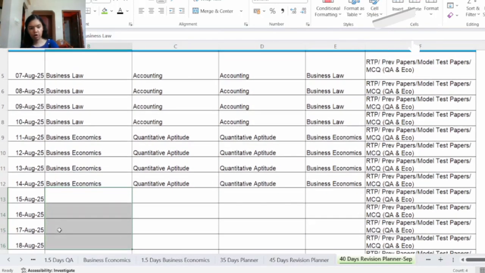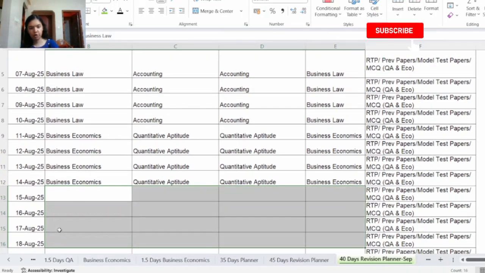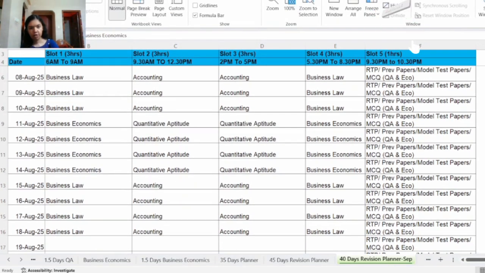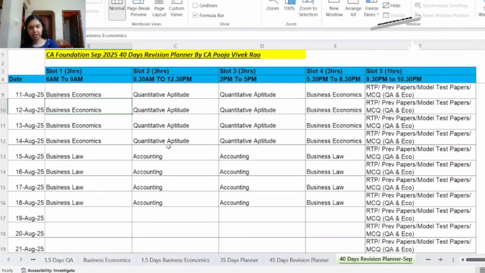Then from 15th August to 18th August, the next 4 days. So here we'll be changing the subjects again. So here again we'll be studying business law and accounting. So in slot 1 and slot 4, you will revise business law, and in slot 2 and 3, you will revise accounting. So you can go on noting this study plan as we are discussing.